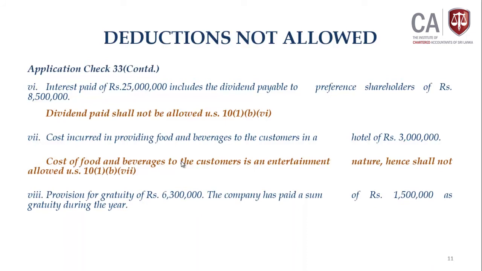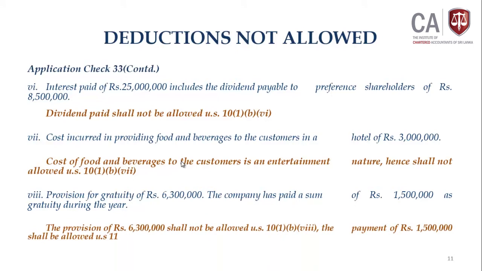The provision of gratuity 6,300,000. You make a provision for gratuity 6,300,000 during the year, but actual payment you charge to the gratuity account. So provision for gratuity, under the provision rule you can't claim, you have to disallow. But actual payment is a deductible expense for tax purposes 1,500,000. Okay. As an expense incurred in the production of income under section 11, we will discuss after this.